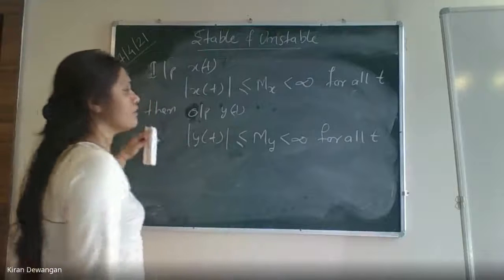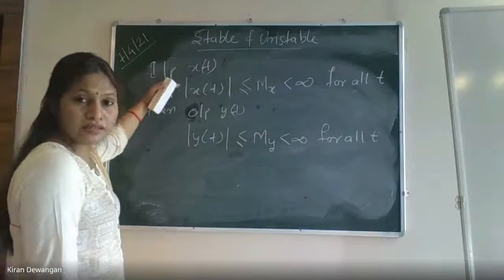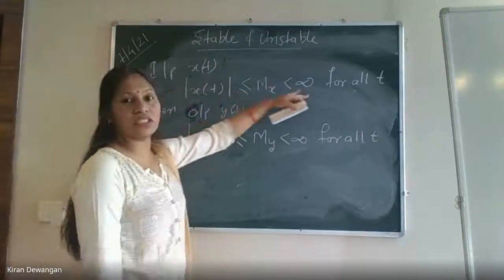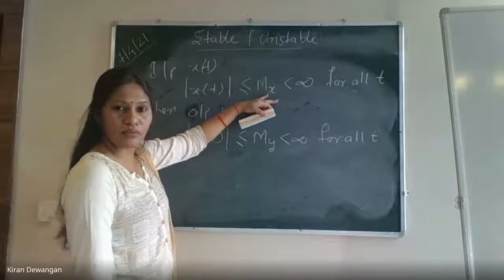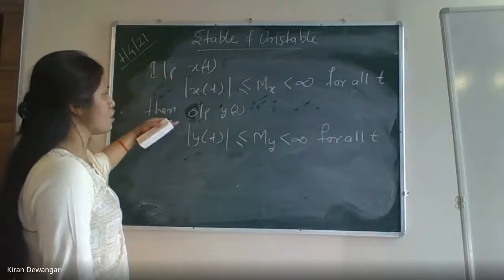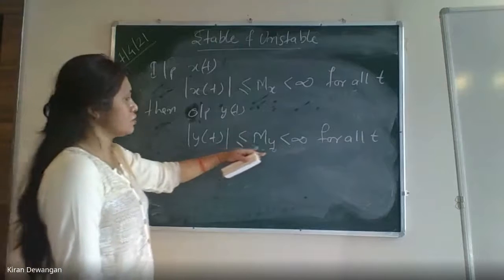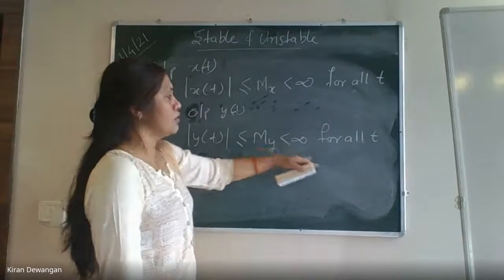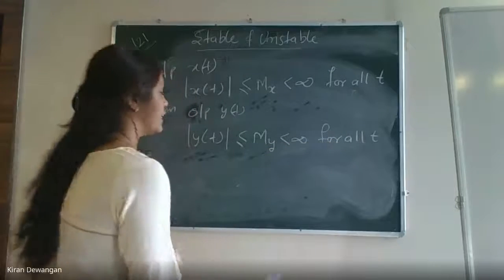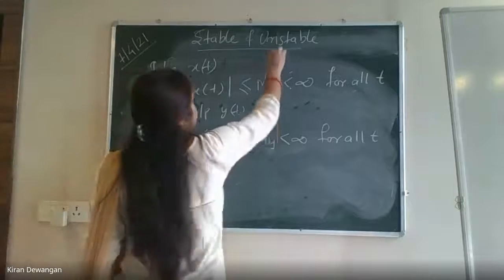This is what we have written mathematically, what we explained right now, that mod of xt should have a finite value which is less than infinity. And similarly, if we are giving the input xt, the output is yt, and the magnitude of yt should be a finite value for all values of t. Okay? So that is how we write a BIBO stable system.